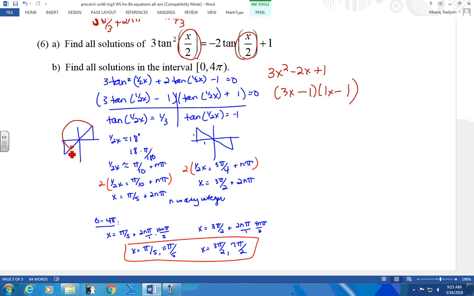Don't forget to deal with your fraction now. Multiply everybody by 2. So this becomes 2 pi over 10, which is pi over 5 plus 2n pi. This is an all solution.